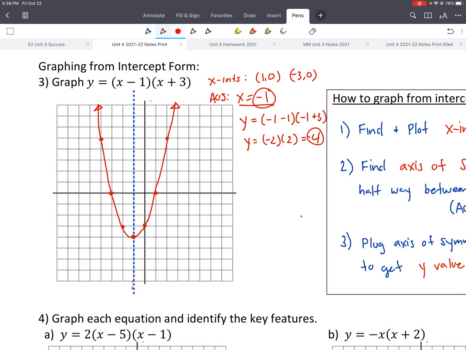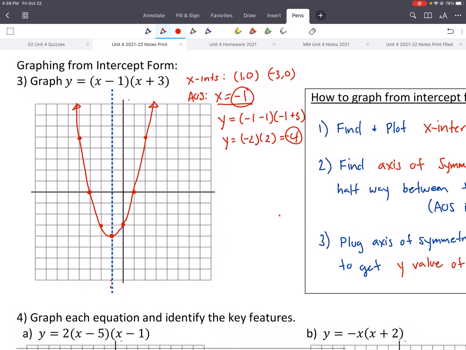And that's it. So just to recap, we plot our x-intercepts. We already talked about how to find those. And then our axis of symmetry is halfway between. And then we just plug that axis of symmetry value, that -1, into our equation to find the y for our vertex. And then we get our vertex. Our vertex here is -1, -4. Okay, that comes from those two.